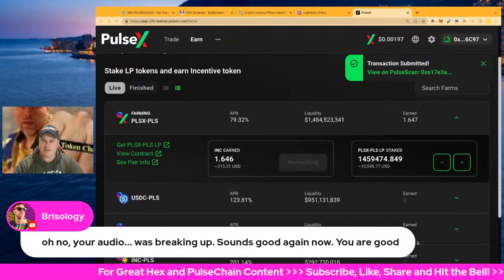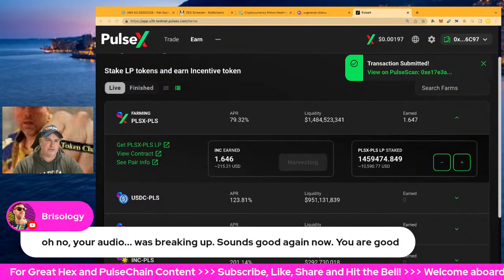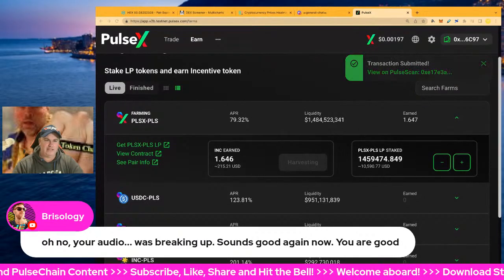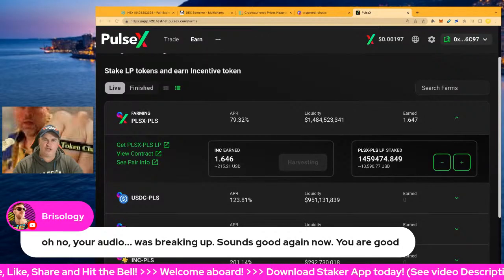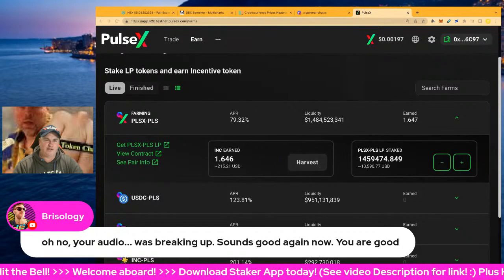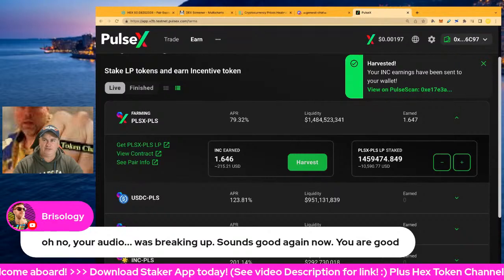Let's do that. So let's do a maths on that. So we take one pulse, then divide it by 0.00075. So if I harvested, how many harvests could I do? I could do 1,333 harvests. I could harvest for one pulse to get that.